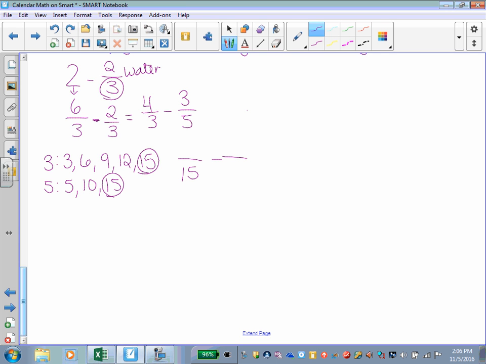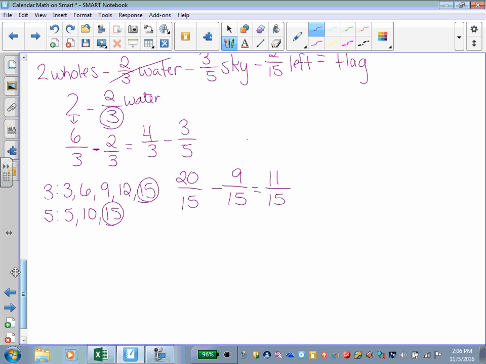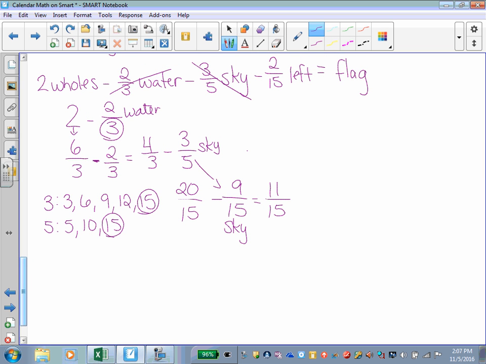You're looking at 15 and 15, and 3 times 3 is 9, 5 times 4 is 20, 20 minus 9 is 11/15. So this 3/5 is the sky, and that 3/5 became 9/15. So this is also the sky, and now we have 11/15 left after she used the amount for the sky. She painted some for the flag. We don't know what that is. We're about to get to it.